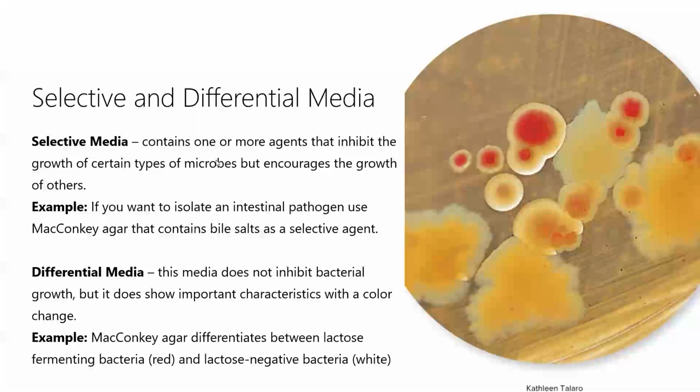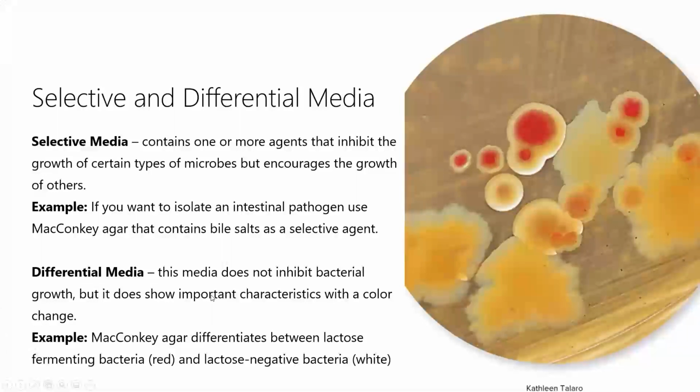So an example here is maybe you're concerned your patient has an intestinal pathogen. You could use a MacConkey agar, and it has bile salts, which again would be something you would see in the intestines. You would expect an intestinal pathogen to need bile salts, but maybe a skin pathogen to not need it, okay? And so we could put the culture on it and only the intestinal pathogen would grow and not anything else.